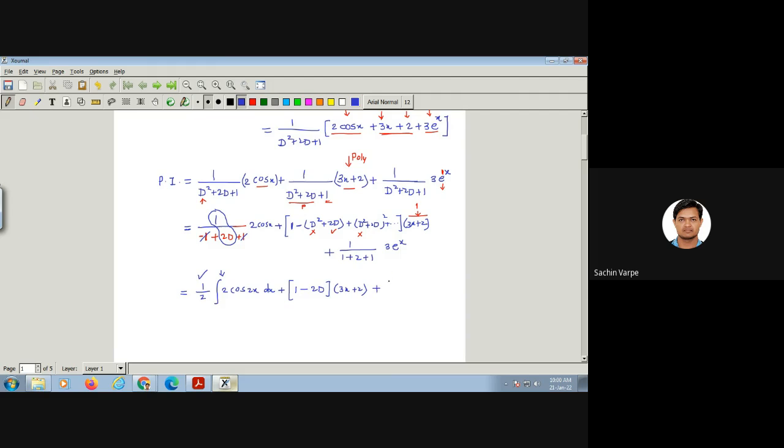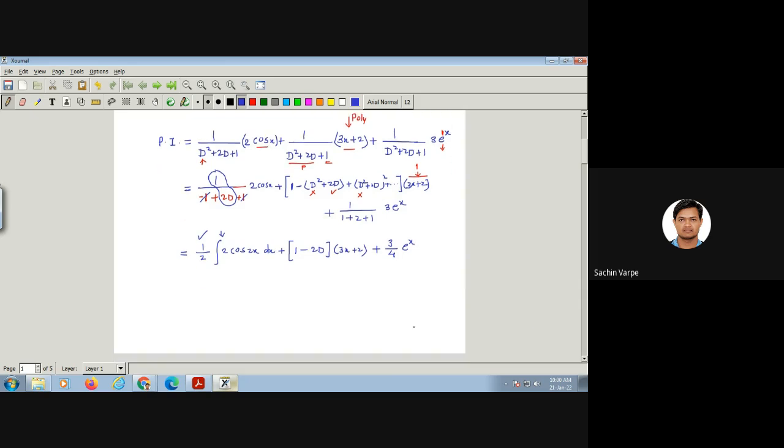So we only need to consider 1 minus 2D, that is operated on 3x plus 2, plus 3 by 4 e to the power x. Sorry. Okay, clear to everyone till here? So this 2 will get cancelled. Integration of cos is sine 2x upon 2, isn't it? And plus 1 into 3x plus 2 minus 2 into D of 3x plus 2, plus 3 by 4 e to the power x.